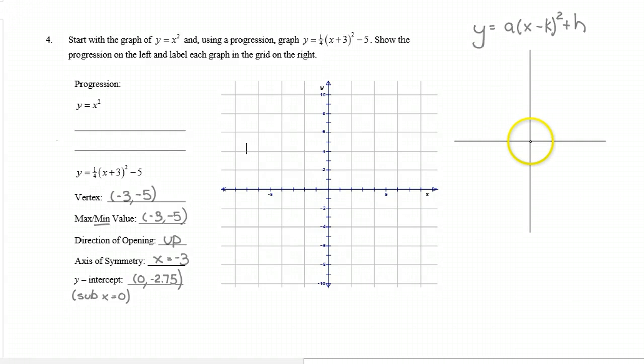So with a quick sketch, we don't put a scale on it, we just kind of approximate. And when we approximate like this, it's important we actually write these points in. So we see the vertex is at (-3, -5). We know that the y-intercept is (0, -2.75). There we go. And then I just kind of sketch in this shape. And we always like to dot in the axis of symmetry. There it is.